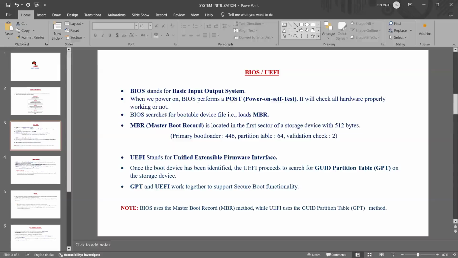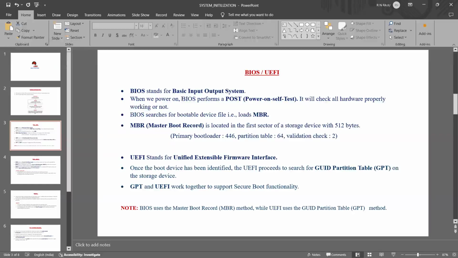BIOS then searches for a bootable device in your hard disk. Once the BIOS power-on self-test is completely successful, BIOS will search for your bootable device. The bootable device is mostly a CD, DVD, pen drive or the hard disk. But where is your OS exactly? Your operating system is available on the hard disk, and from that hard disk the operating system will be loaded.